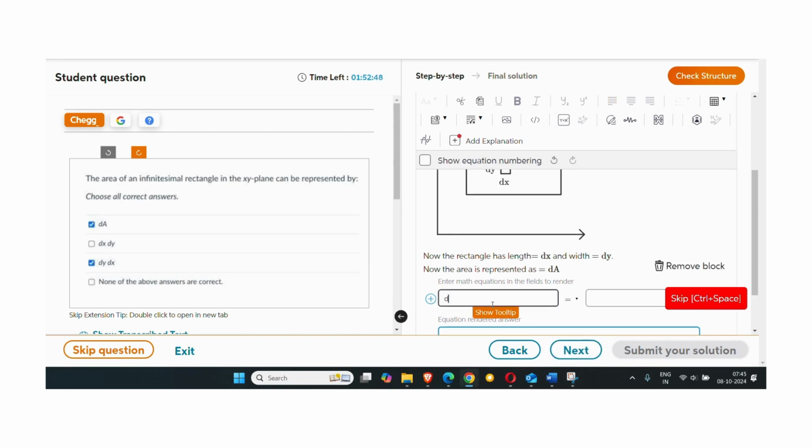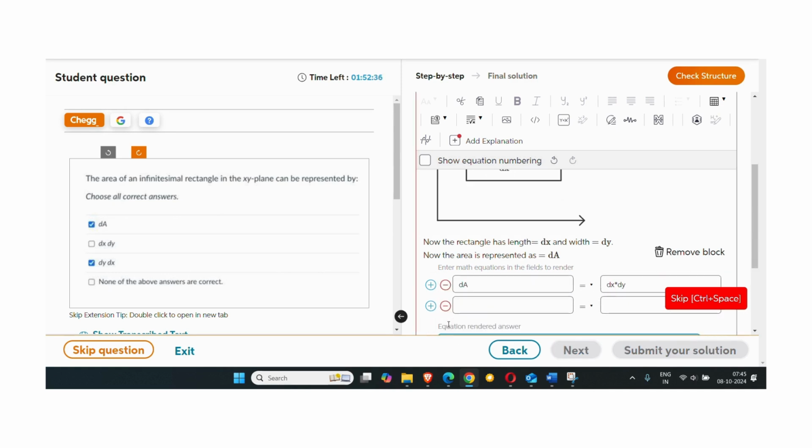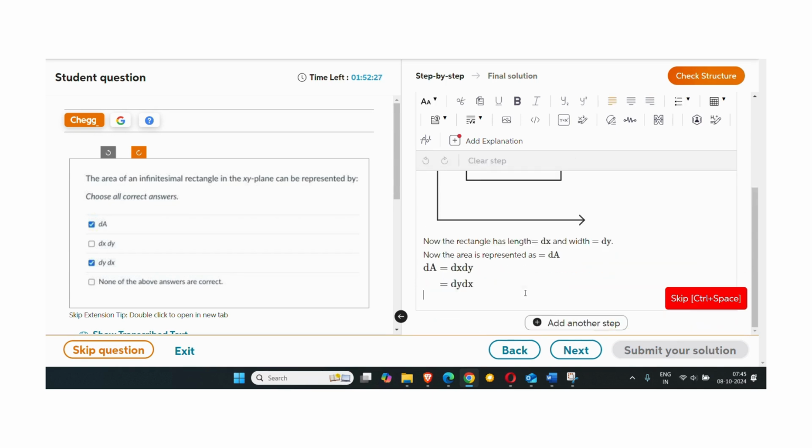The dA is nothing but the area of the tiny rectangle, which is length into width. As you all know, dx into dy or width into length, both are the same, right? Dy dx. So the answer is option A, B, C: dA, dy dx, dx dy.